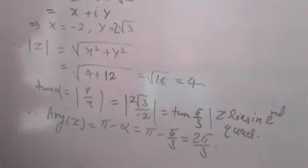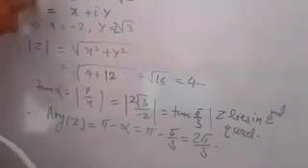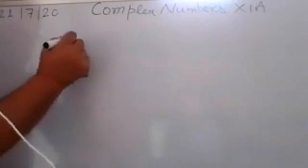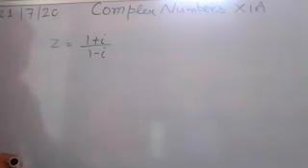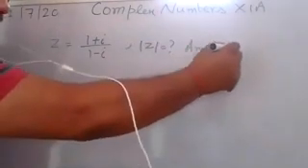Understand? In the same way, write the next question. Here you have to also find the modulus and argument of the complex number. So you write z is equal to 1 plus i upon 1 minus i. You have to find modulus of z and argument of z. Modulus of z and argument of z is required.